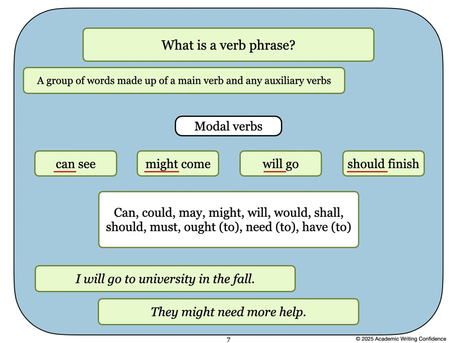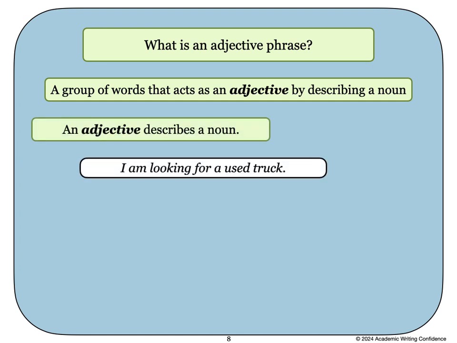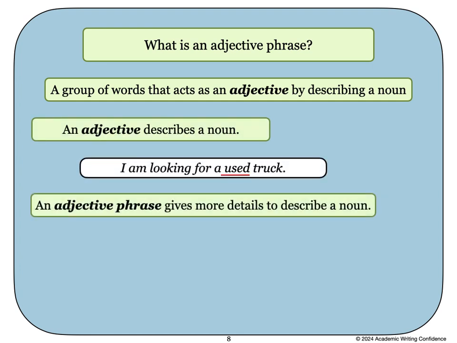Now let's look at adjective phrases. An adjective phrase is a group of words that acts as an adjective by describing a noun. A single adjective describes a noun, as in this example. I am looking for a used truck.